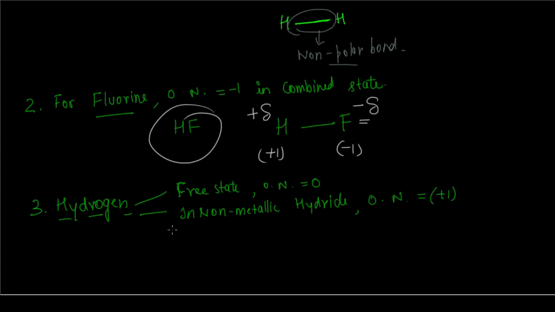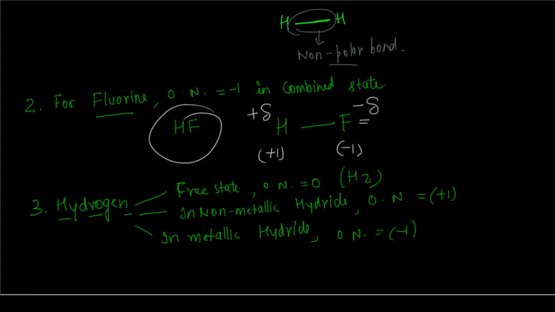Next is metallic hydride. Metallic hydride means that hydrogen is present with a metal. Metals are very strongly electropositive elements, and hydrogen in that case will exhibit its electronegative character, because hydrogen can act as both a halogen and a group 1 alkali metal. So in metallic hydride, the oxidation number of hydrogen will be -1. For hydrogen in the free state, H2, the oxidation number is 0.